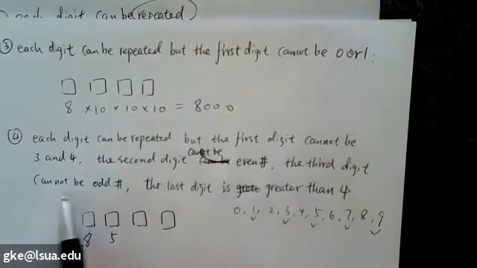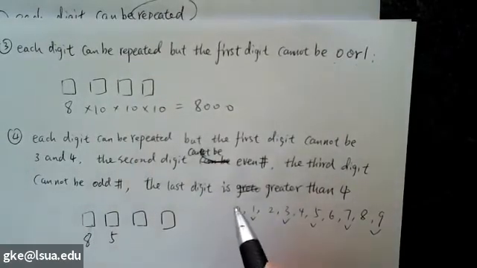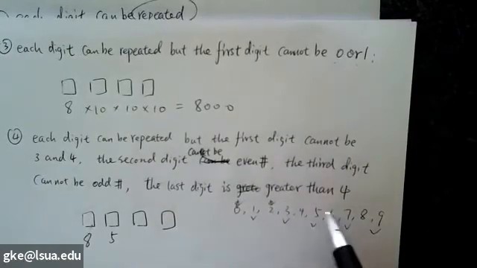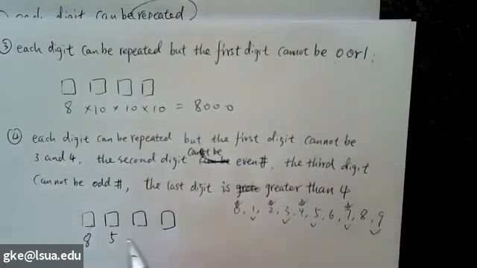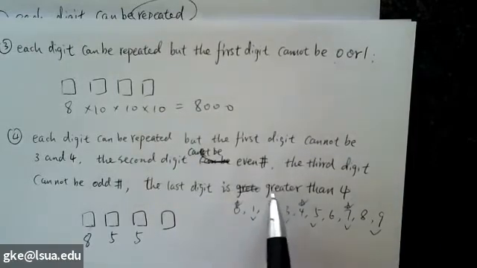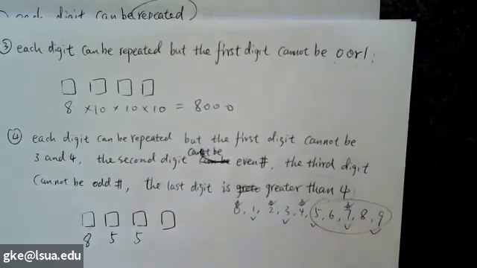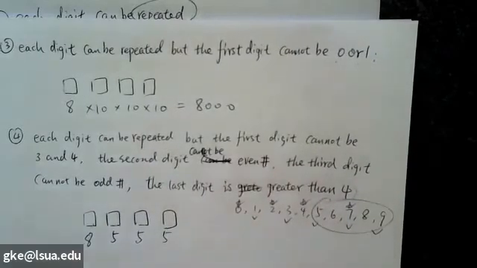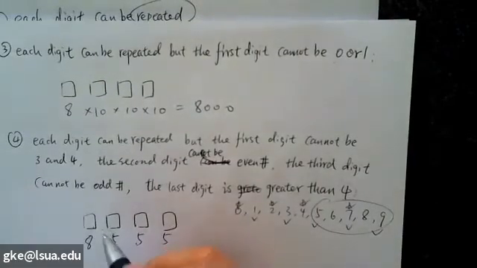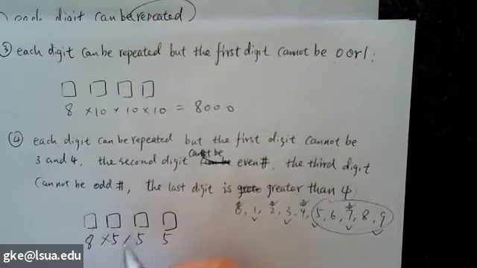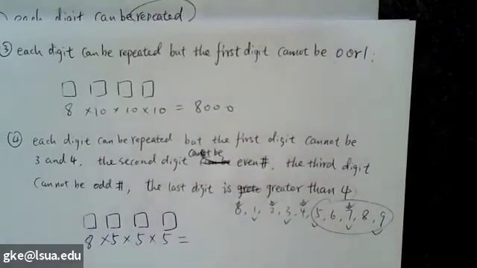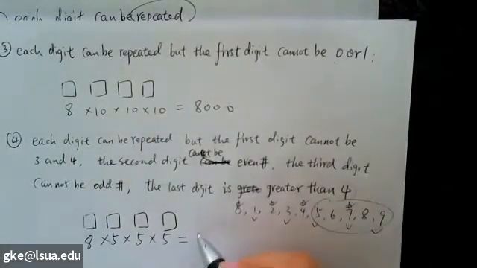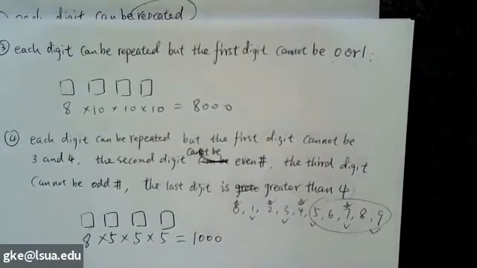And the third digit cannot be an odd number. That means we can choose an even number: 5. And the last digit is greater than 4. That means greater than 4 is these 5 numbers. You see it? Then multiply these numbers, and you're going to get what? 1,000. Good job. That's it.